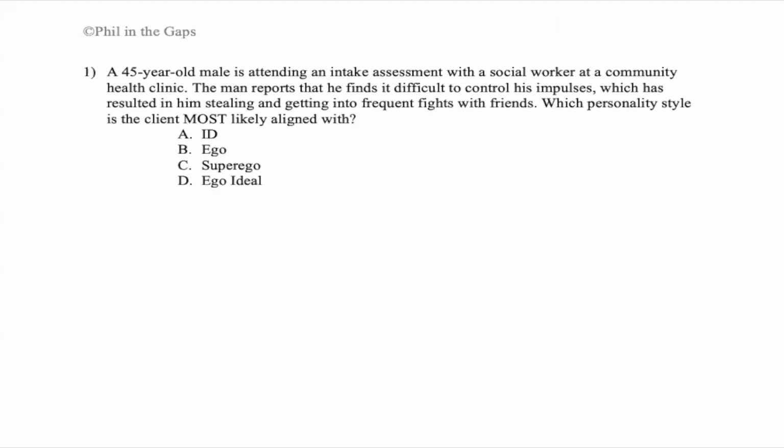Question 1. A 45-year-old male is attending an intake assessment with a social worker at a community mental health clinic. The man reports that he finds it difficult to control his impulses, which has resulted in him stealing and getting into frequent fights with friends. Which personality style is the client most likely aligned with? A, id. B, ego. C, superego. D, ego ideal. And when you have your answer, type the word joy in the chat.